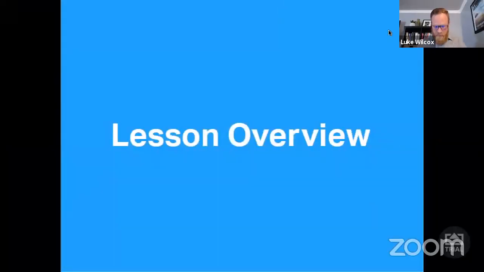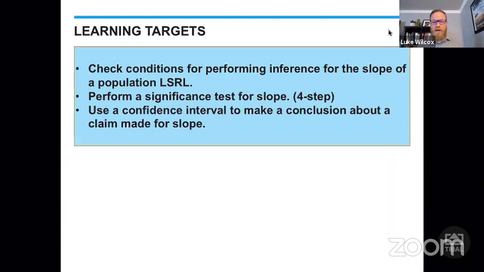We are ready for the lesson overview. This is where I will talk through the learning targets. And then at the very end of the lesson, we will come back to these 3 learning targets just to check to make sure that we hit everything that we needed to. So here we go. Learning target number 1, check conditions for performing inference for the slope of a population LSRL. Well, lucky for us, we've been doing that for a couple of days now, and I think that part's going to go fairly quickly. And then the big one here, learning target number 2, we got to be able to do a significance test for slope.